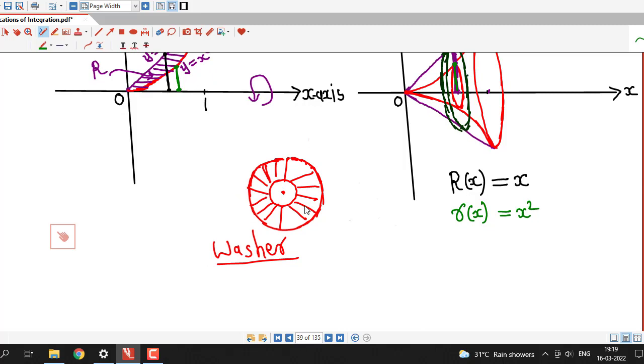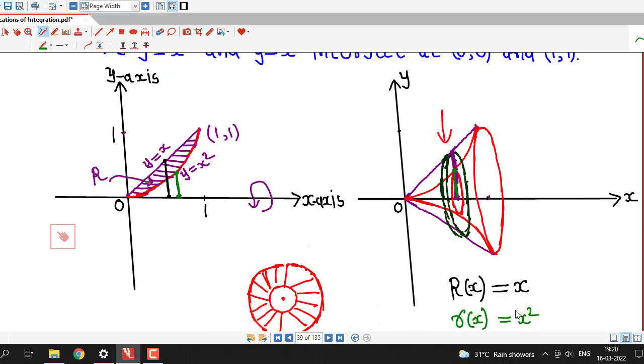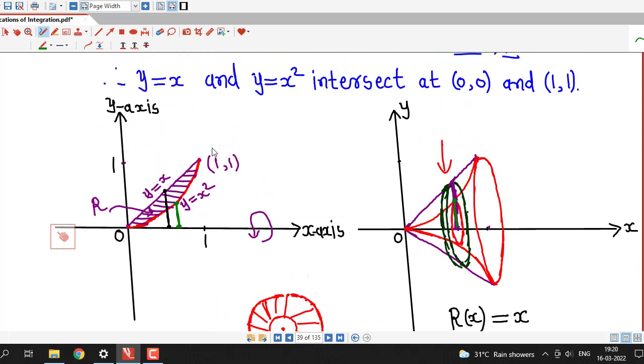So now the area of this washer will be pi times the area of the outer circle, that is pi times capital R square, because the radius of the outer circle is capital R, minus pi times small r square, that is pi times the square of the outer radius minus the square of the inner radius. And we decide the limits of integration for x.